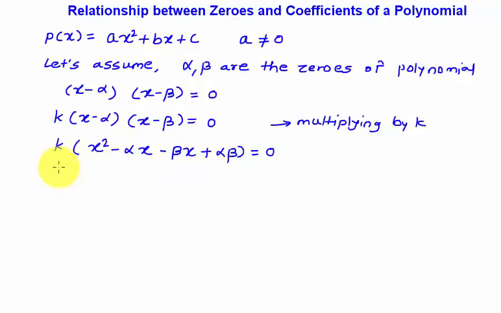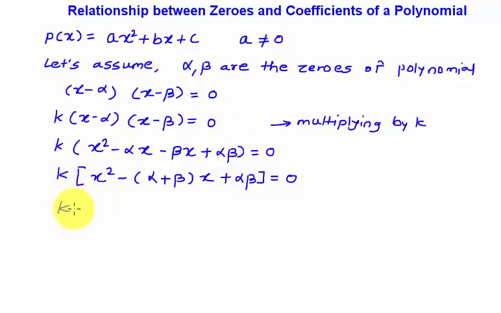You can see that the middle two terms have x as common. So we can take x common from the middle two terms. So x square will keep as it is, minus, both terms have minus sign, then into bracket alpha plus beta into x. So alpha into x will give us alpha x, then beta into x will give us beta x, and preceded by minus sign, plus alpha beta must be 0.